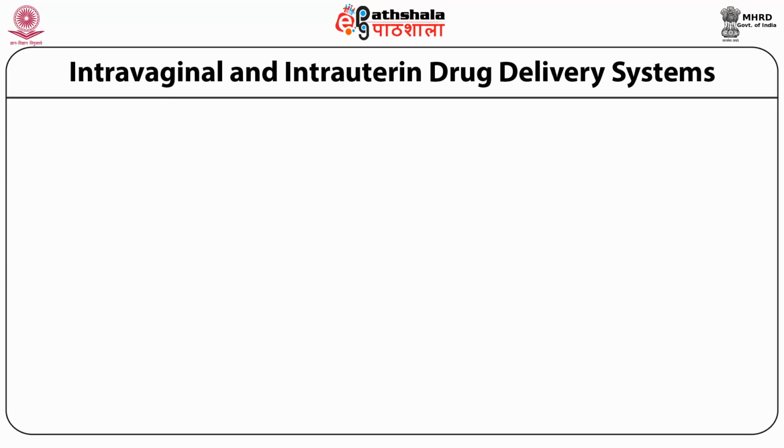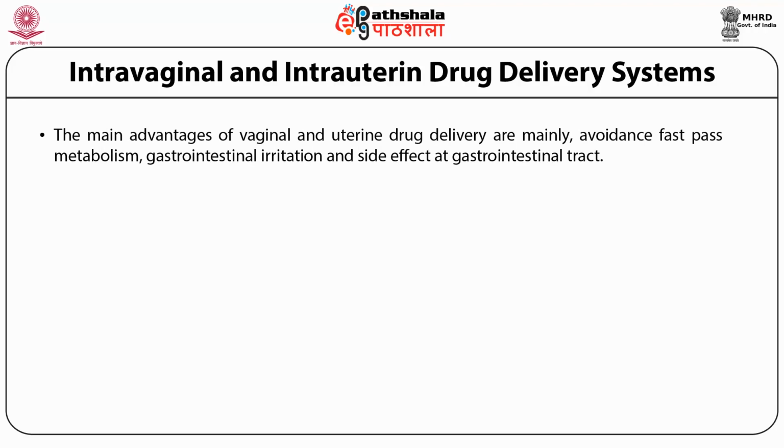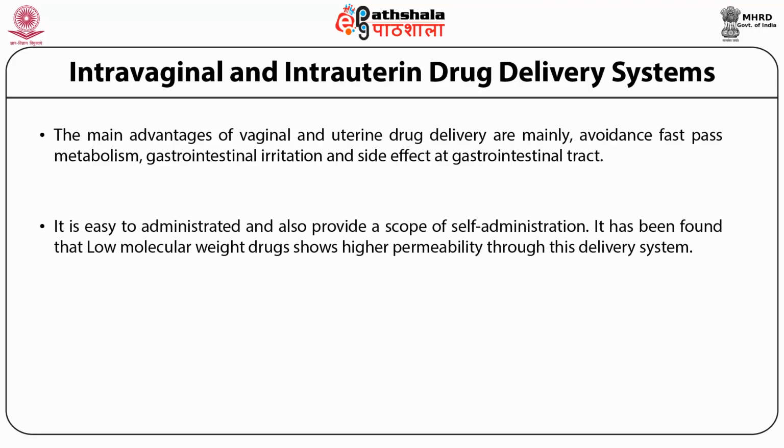One of the other areas which is very often used for controlled drug delivery is the intravaginal and intrauterine routes. The main advantages of vaginal and uterine drug delivery are mainly the avoidance of fast-paced metabolism; gastrointestinal irritation and side effects at the gastrointestinal tract are circumvented. It is easy to administer and also provides scope for self-administration. It has been found that low molecular weight drugs show higher permeability through this delivery system.